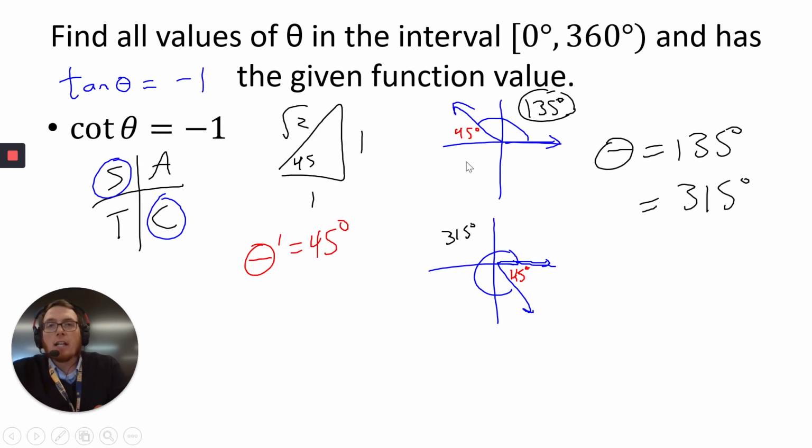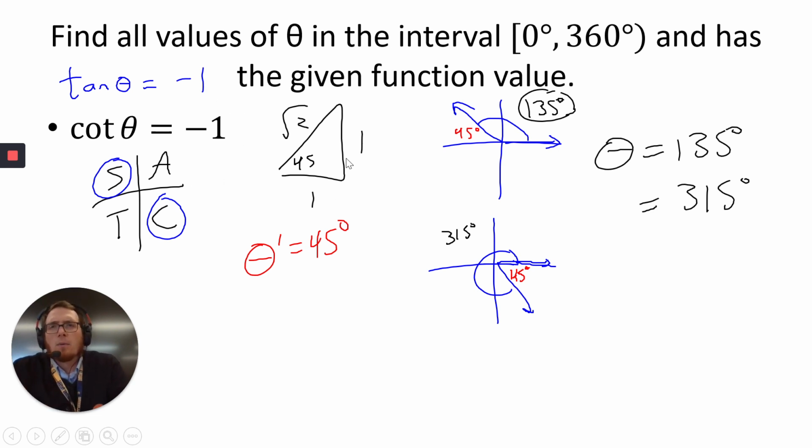Next one is cotangent is negative 1. Remember, that's 1 over negative 1 or vice versa. If you flip it, it's still negative 1. Tangent and cotangent are negative in quadrants 2 and 4, positive in 1 and 3. And this one's normally a tricky one for students. Notice here I don't care about the negative sign.